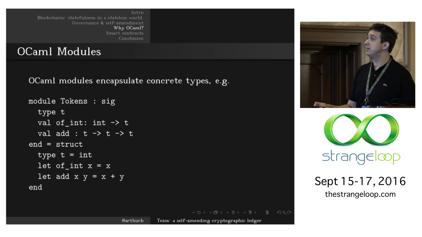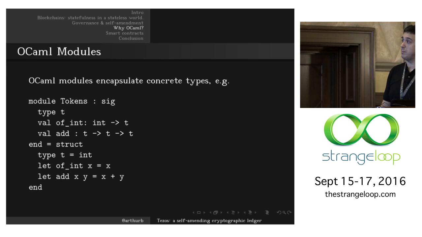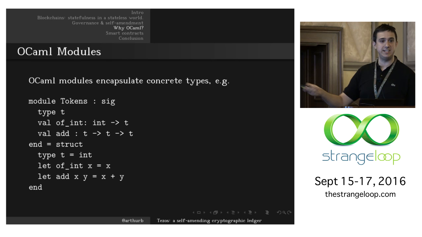You know that you can create this type out of an integer, and you have an addition operation where you take two elements of type T and you get another one. And here you have the concrete implementation. The concrete implementation tells you that T is an integer. It tells you that the of int function is actually just the identity. You have an integer, you get another integer, and it tells you how to actually implement addition.